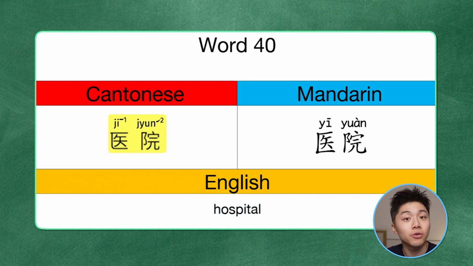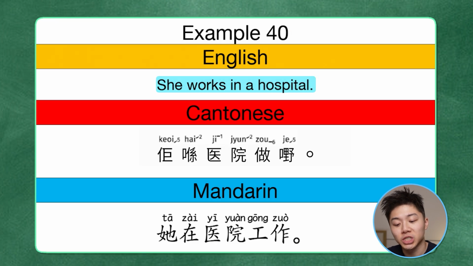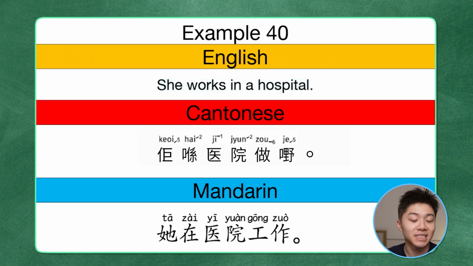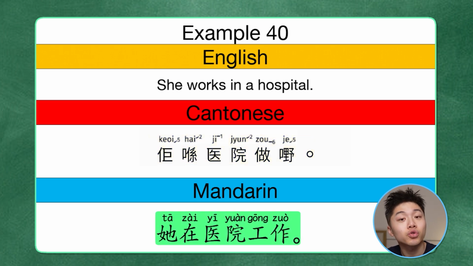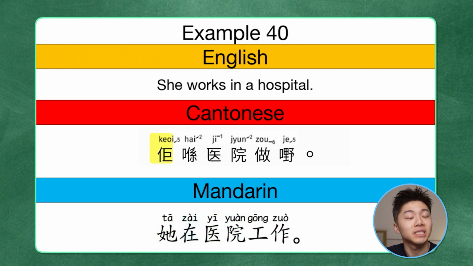Next is hospital. 醫院. In Mandarin, 醫院. So for example, she works in a hospital. In Cantonese, 佢喺醫院做嘢. In Mandarin, 她在醫院工作. 佢 is he, she, it. In Mandarin, 他. 喺 means at somewhere. 我喺 McDonald's. I'm at McDonald's. In Mandarin, 我在. Replace that 喺 with 在. So 我在 McDonald's.